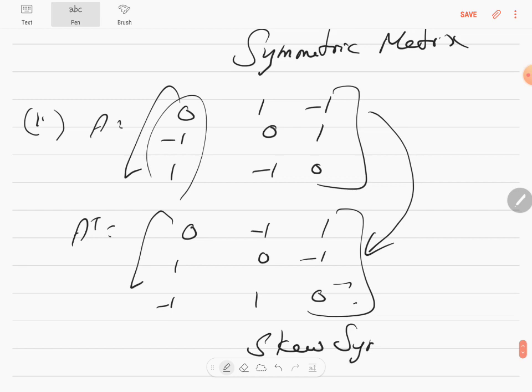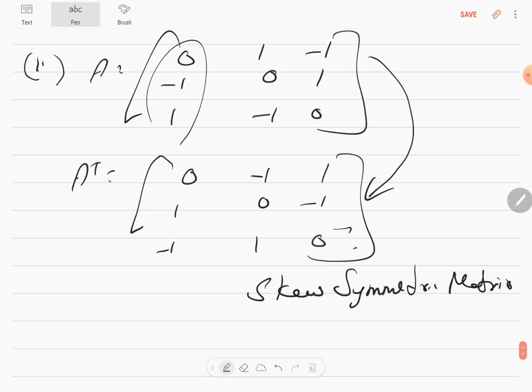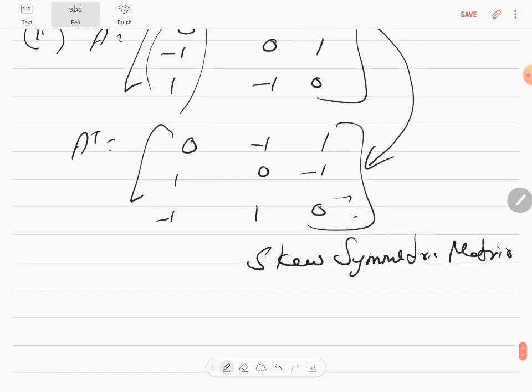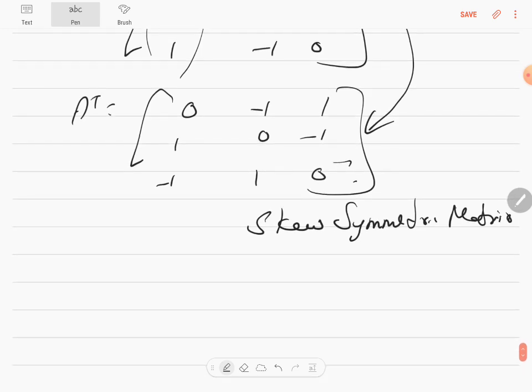The symbols will completely change. Such is called a skew symmetric matrix. Okay, so the complete symbols will change. That's called a skew symmetric matrix. Okay, so let's go on, you understood?